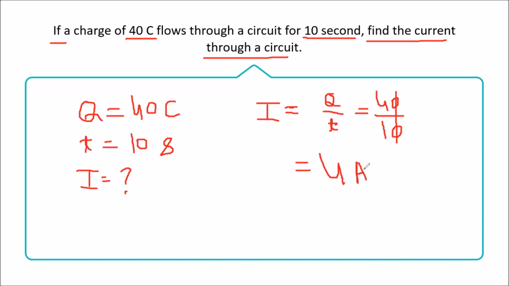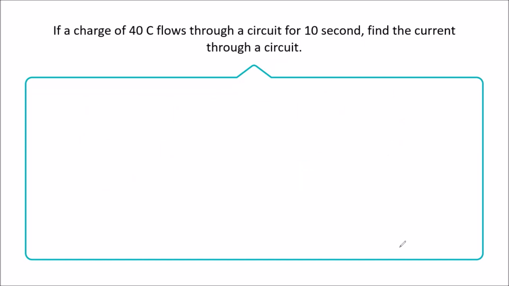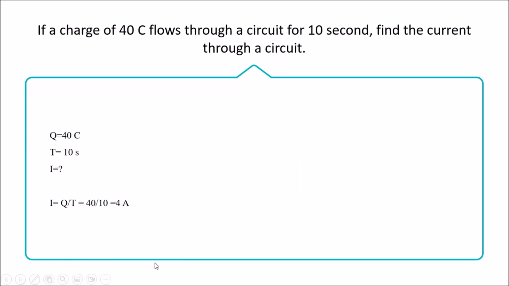If the same question comes for 2 marks, you will get half mark for the formula, half mark for substitution, half mark for the correct answer, and half mark for the correct unit. So even if your unit goes wrong, in any case you will lose the half mark. Let's look at the standard answer of the question on the next slide. And yes, this is the answer: I is equal to Q by T, 40 upon 10, 4 ampere.